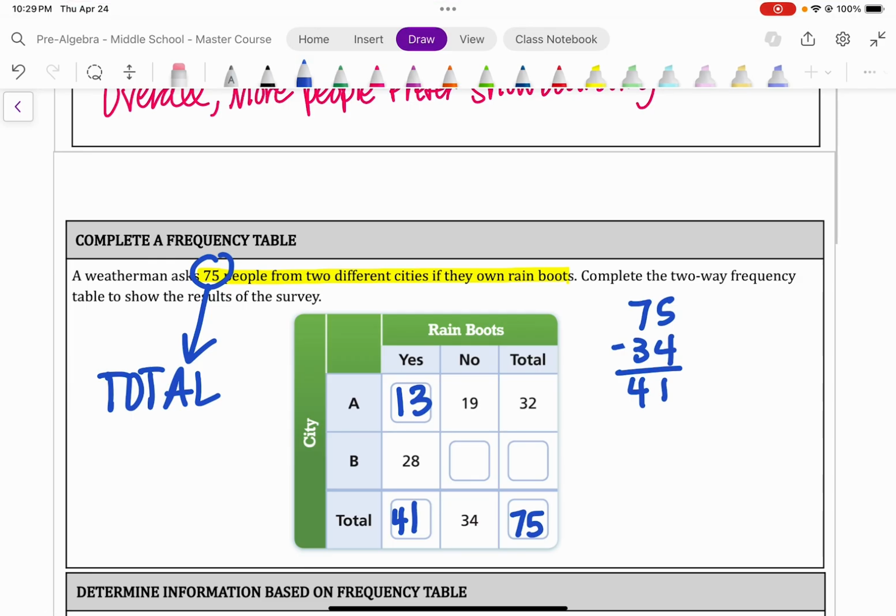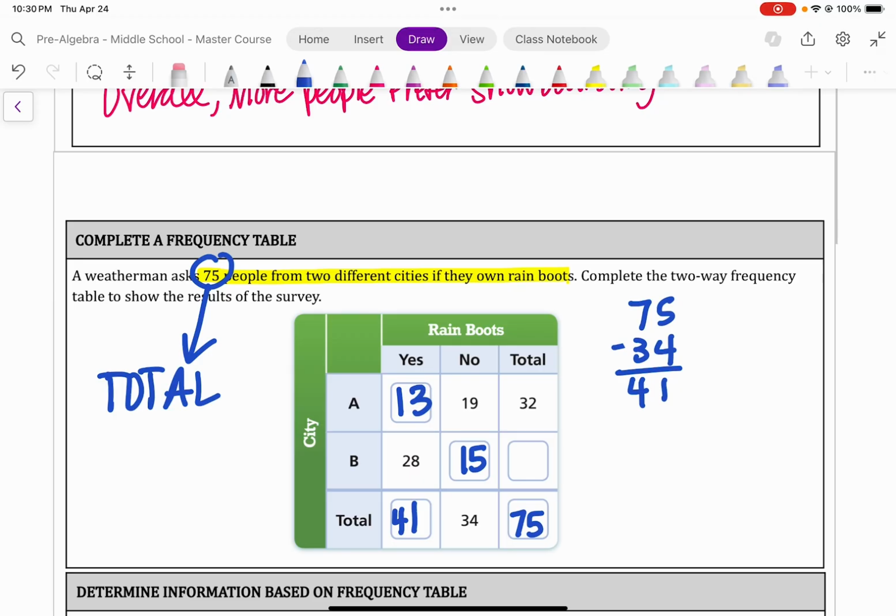Now I'm going to fill in how many people in City B said they don't own rain boots. And I can see in that no column, there's a 19. We've got a blank spot, and it's going to make 34. So that should be 15, because 19 plus 15 is 34.